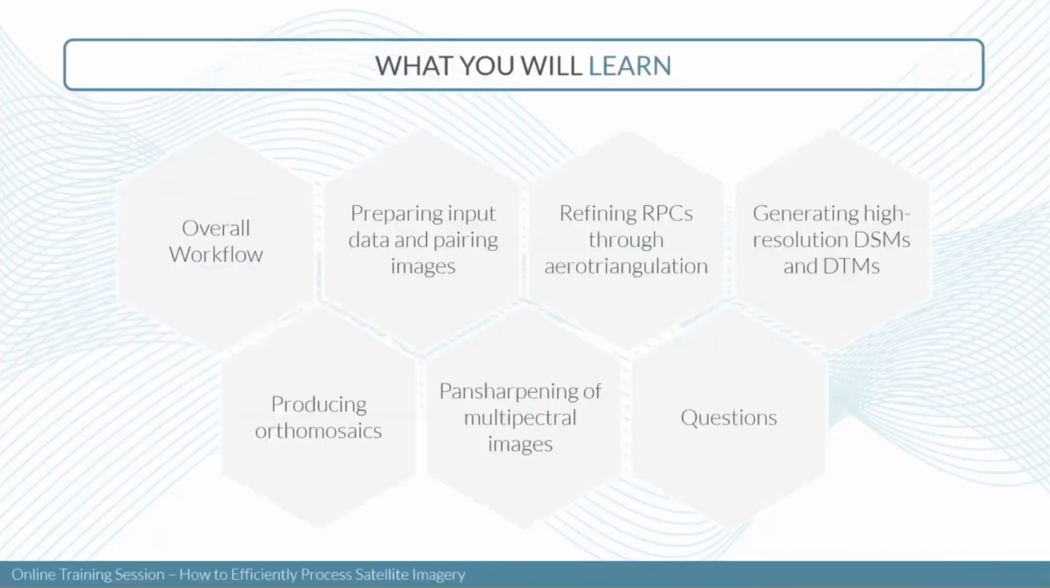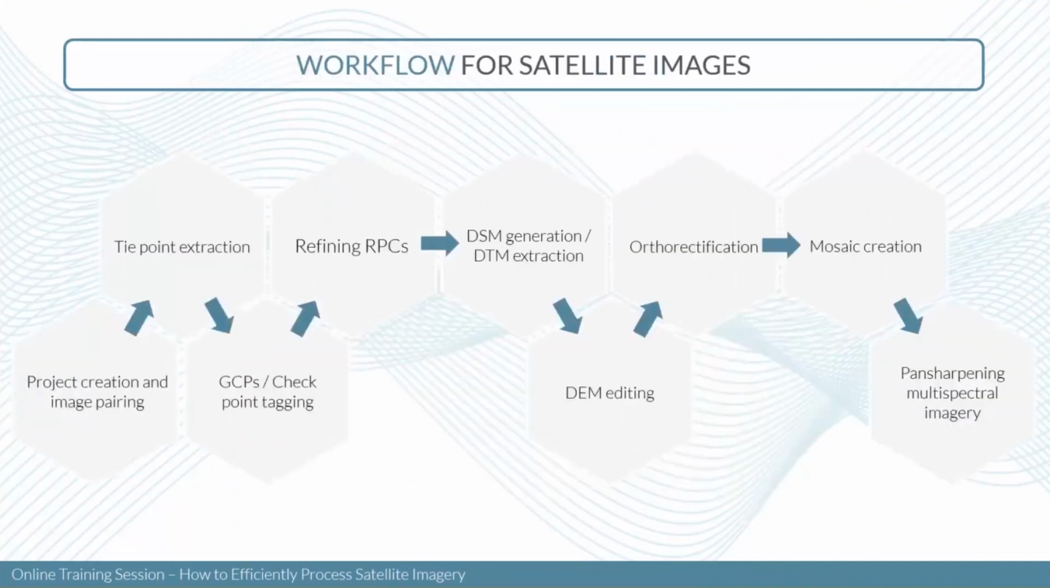Today, what you will learn in this presentation: I will start by presenting the overall workflow of processing satellite imagery. Then we will talk about preparing input data and pairing images for a Correlator 3D project. Then we will talk about refining the RPCs through aerial triangulation, generating high-resolution DSMs and DTMs, producing an orthomosaic, and finally Pansharpening of multispectral imagery, and we will finish with a session of questions. So now let's start with the workflow for satellite imagery.